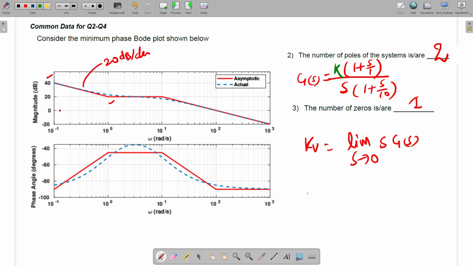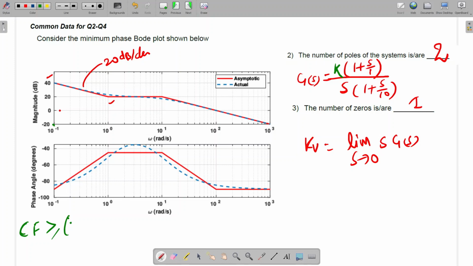We don't know that k value. So, how to calculate that k value? I have already explained one formula. So corner frequency greater than or equal to the frequency where magnitude is known, all should be neglected. So here we know the magnitude at this frequency. So whatever corner frequency is greater than that will be neglected.